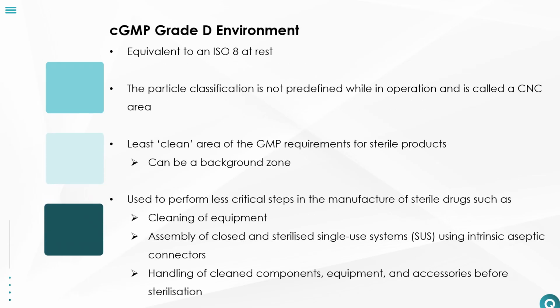Grade D environments align with ISO standard 8 while at rest. During operation, these environments are categorized as controlled non-classified areas where particulate classification is not predefined. This designation makes Grade D environments the least stringent within CGMP requirements for sterile products, and they may serve as a background zone. Grade D environments are primarily used to perform less critical steps in the manufacturing of sterile drugs. These activities include cleaning equipment, assembling closed and sterilized single-use systems using aseptic connectors, and handling clean components, equipment, and accessories prior to sterilization.